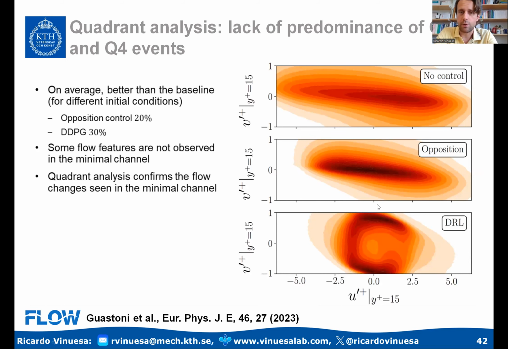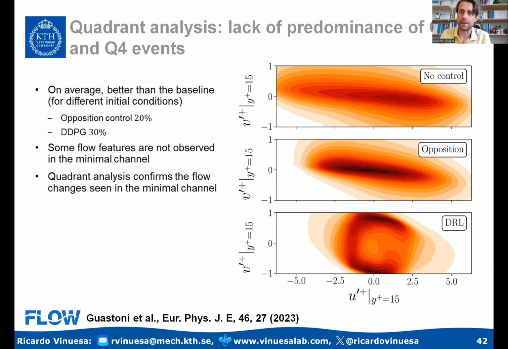And you can see here by looking at the joint PDFs that there is a significant impact of the control on the flow. The vertical axis is the wall normal fluctuation at y plus 15. The horizontal axis is the streamwise fluctuation at y plus 15. In the first panel, I'm showing you the joint PDF of both.